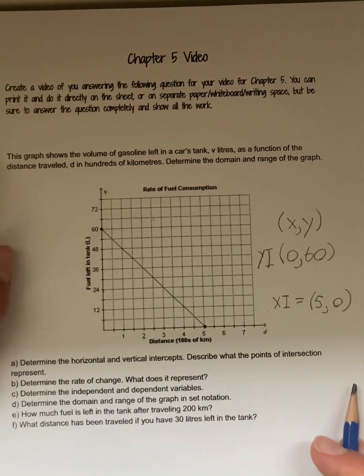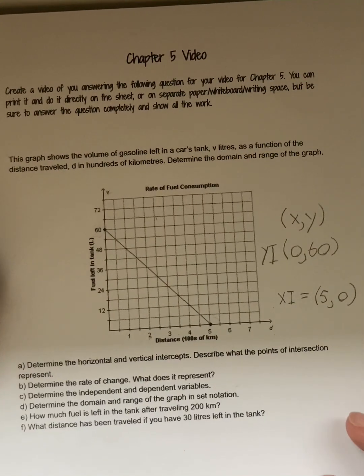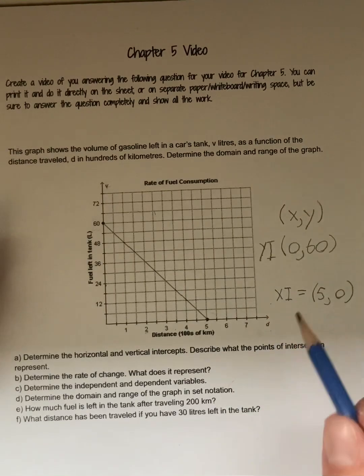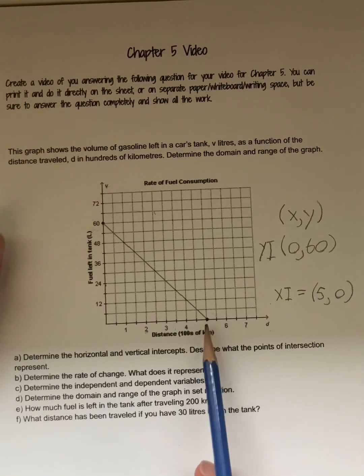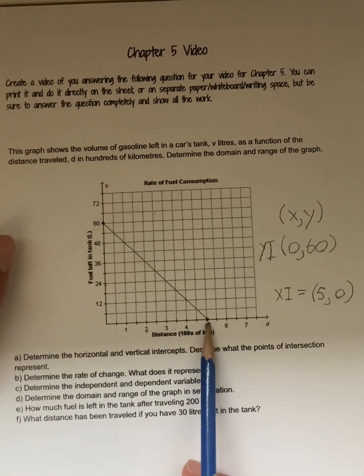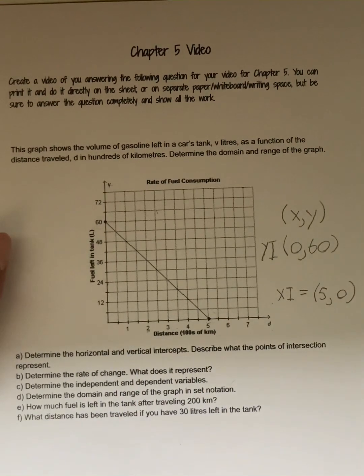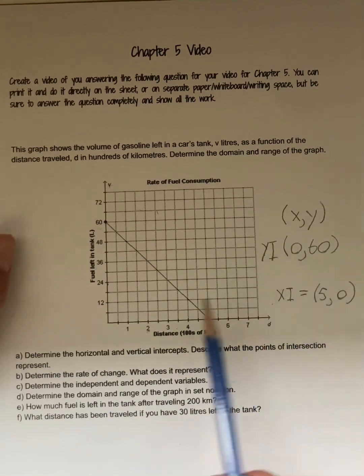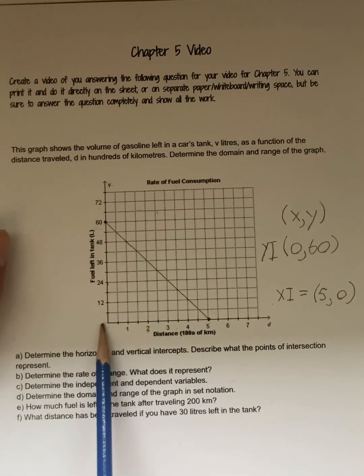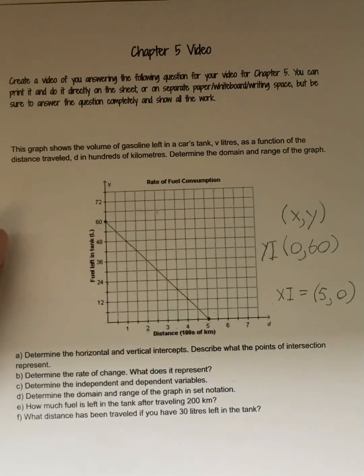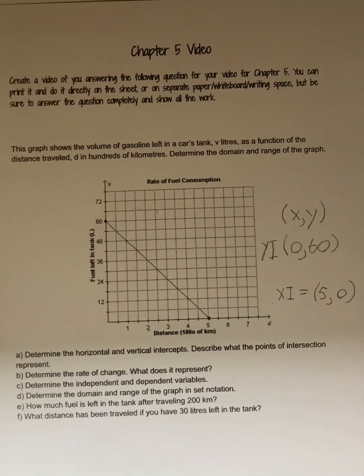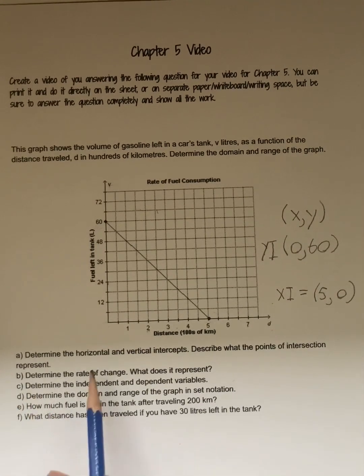And what do these points of intersection represent? The X-intercept is saying that at a distance of 500 kilometers, there was no fuel left in the tank. The vertical intercept is saying that at 0 kilometers, there were 60 liters of fuel left in the tank. B is asking us, determine the rate of change.